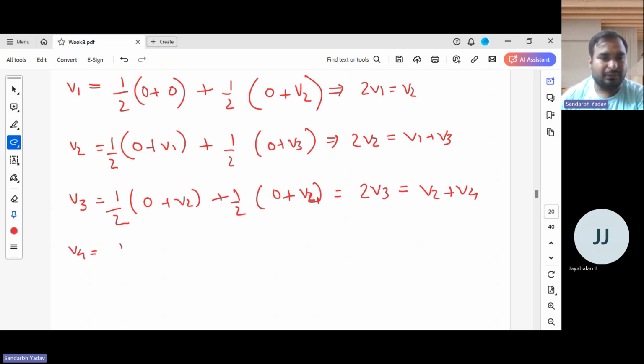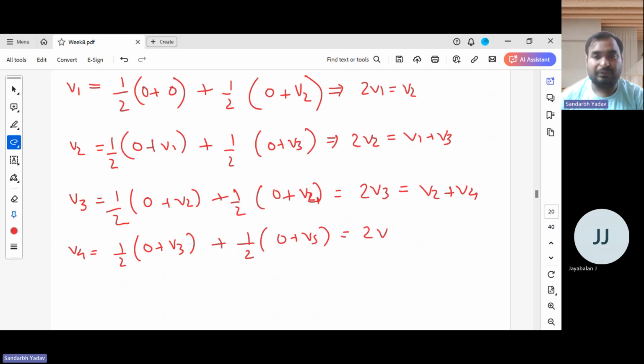Similarly for V4, with half probability you go to V3 with reward 0, and with half probability you go to V5 with reward 0. In a similar manner, you can write 2V4 equals V3 plus V5. So these are all the four equations.